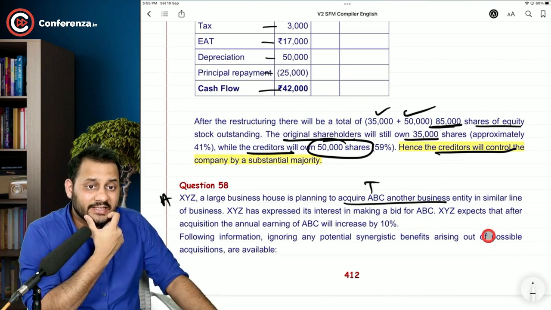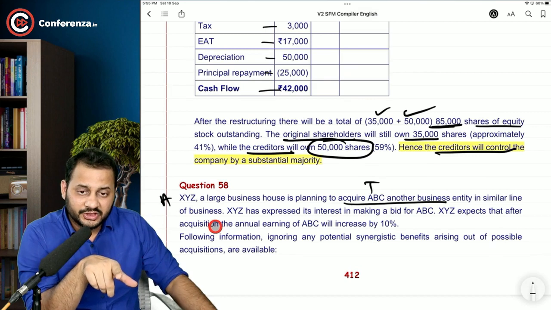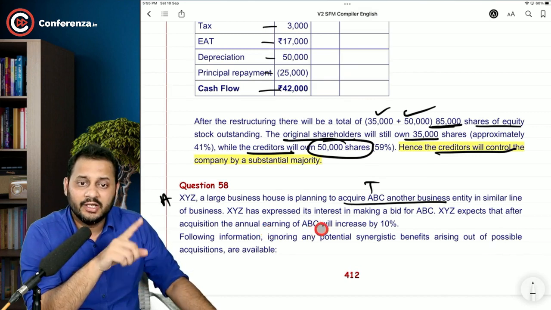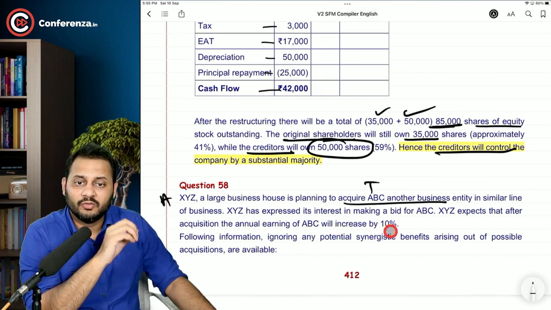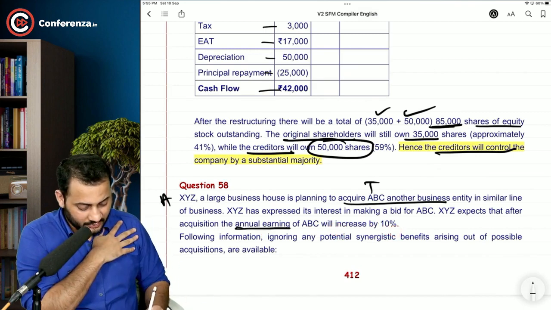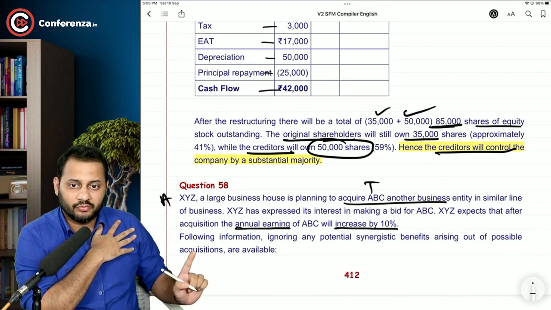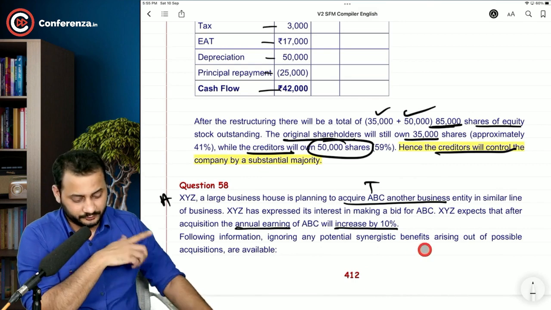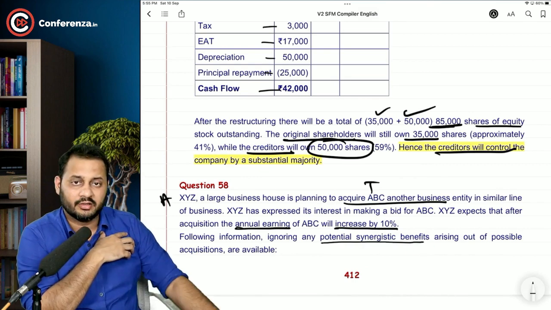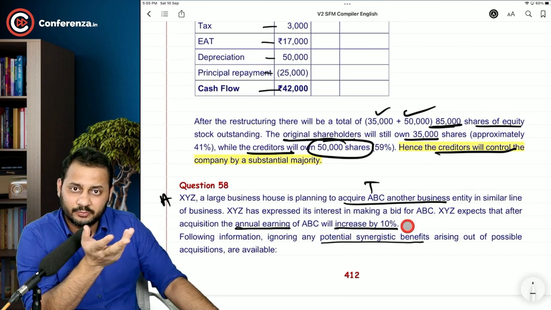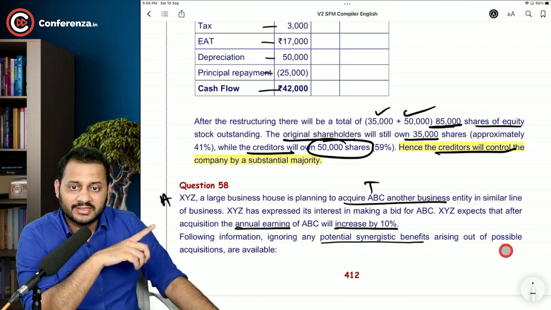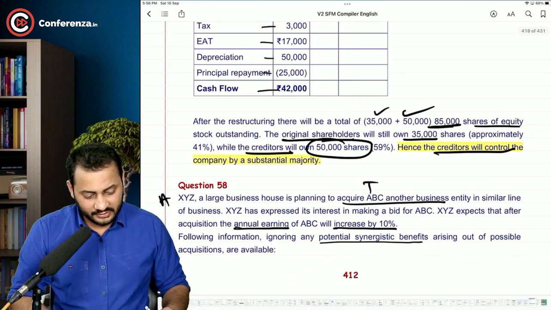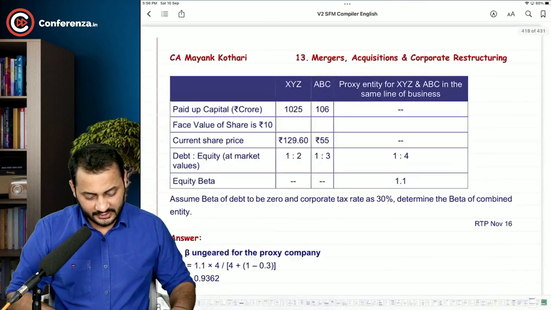Now XYZ expects that after acquisition, the annual earning of ABC, that means the company that we are going to buy, will increase by 10%. What will increase? The annual earning by 10%. Ignoring any potential synergistic benefit, whatever the benefit will be, that is 10%. This 10% increase is the potential synergy benefit, right? Arising out of the possible acquisition, the details are given to you without considering the synergy benefit.